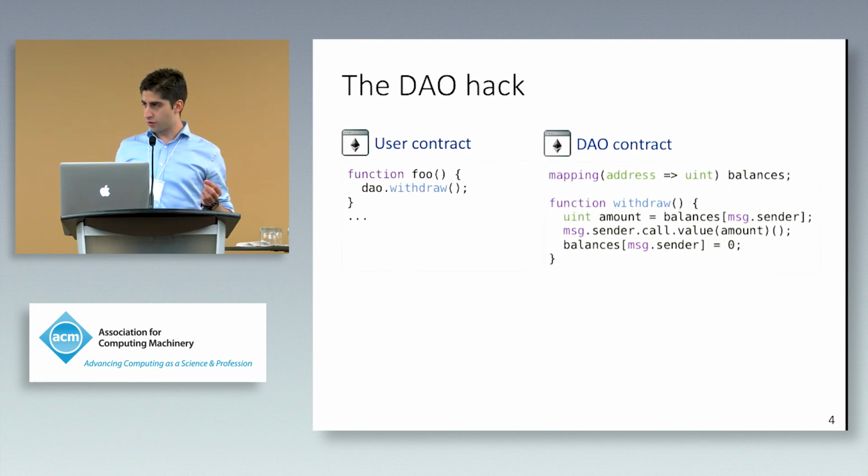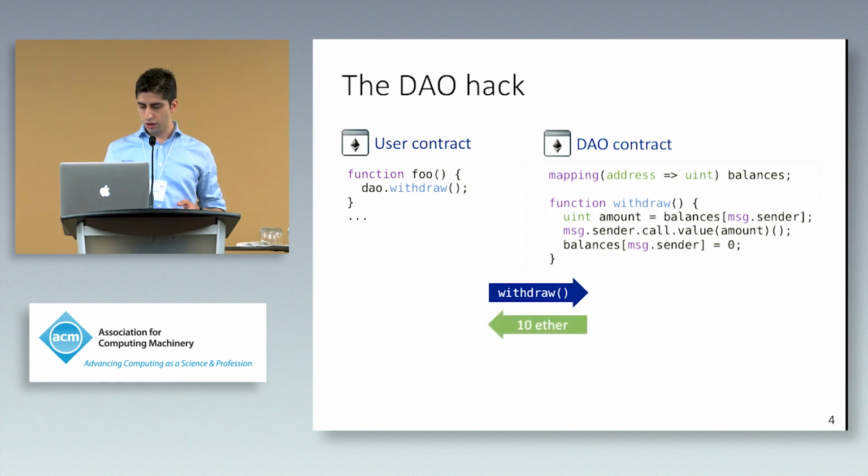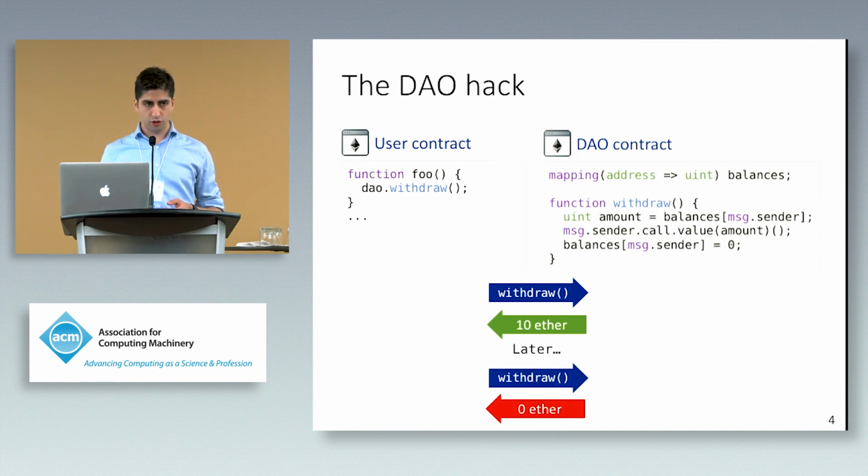There are other smart contracts that can interact with a DAO contract. For example, this user contract here has this function foo that would end up calling the withdraw function in the DAO contract to get the money out. Imagine that the user contract has deposited 10 Ether in the DAO contract. If we call foo, then we would call withdraw. The DAO contract would transfer the 10 Ether back to the user contract. And then later on, if we make another transaction with foo, there would be no Ether sent to the user contract because the balance at this point is 0.